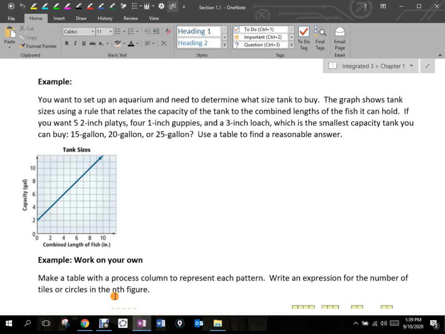It says you want to set up an aquarium and need to determine what size tank to buy, okay? So the graph shows tank sizes using a rule that relates the capacity of the tank to the combined lengths of the fish that it can hold, okay? So that's like a true thing.